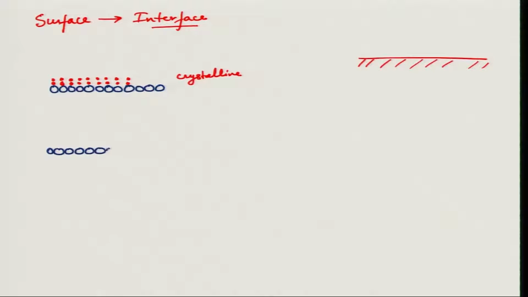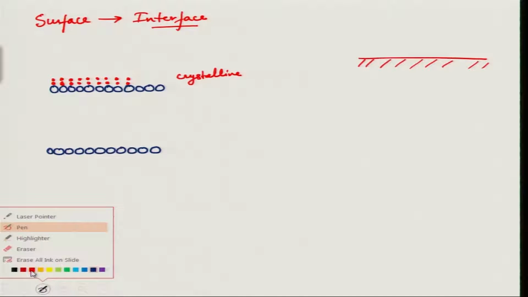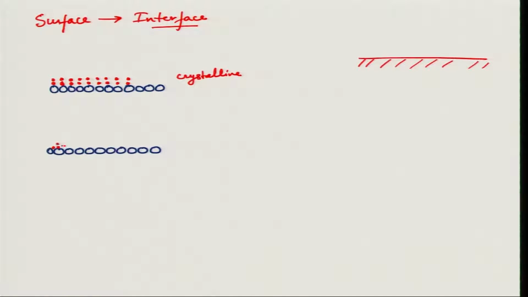amorphous or polycrystalline, where the material being grown has no relation to the crystal structure of the substrate. So, these are just random sites where the atoms of the thin film are being adsorbed, and this would be amorphous.